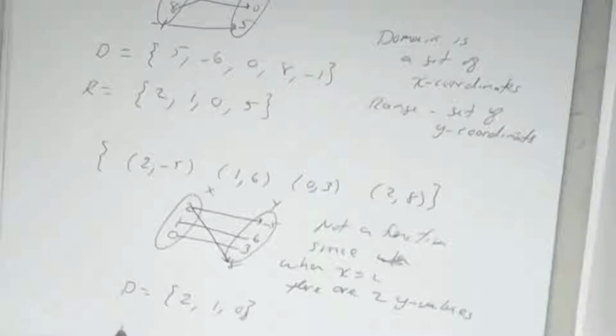In the next example, what's your domain? 2, 1, 0. That's it, right? Okay, so close. There's only 3 elements in that domain: 2, 1, and 0. Because 2 is already listed, so don't list it again. What's the range? 5, 6, 3, 8. Yeah. Okay. So that's your domain and your range.